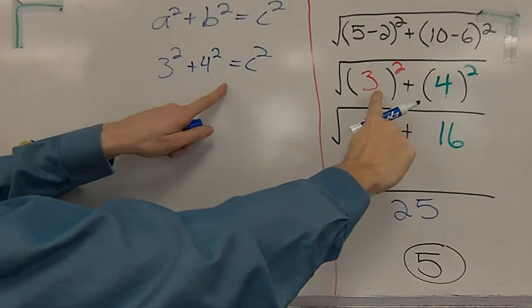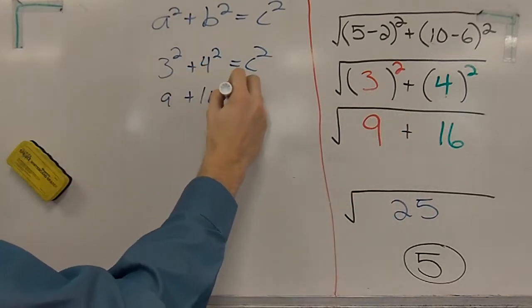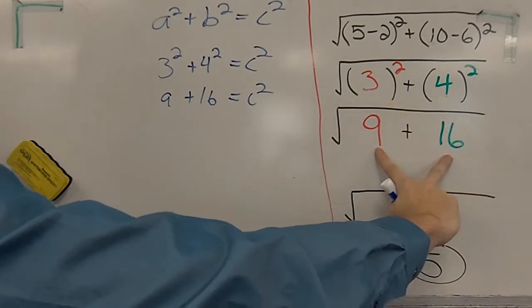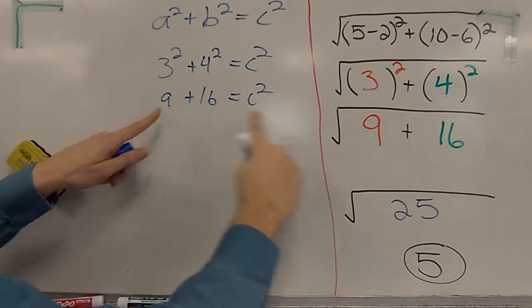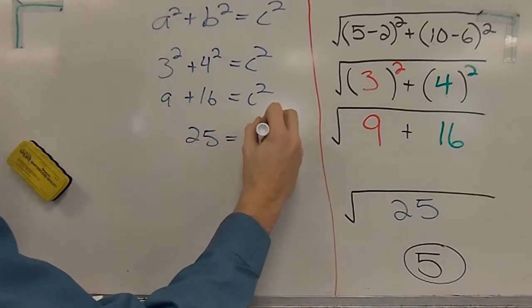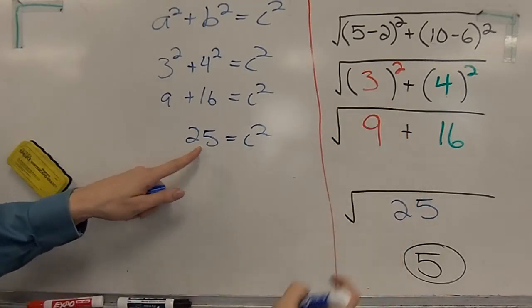Okay, what are we doing here? We're squaring both of them, so I get 9 and 16. Okay, just like what happened here, we squared both of these, got 9 and 16. We have to add 9 and 16. Okay, we got 25 on both of them, right?